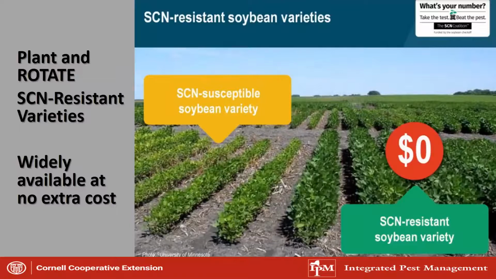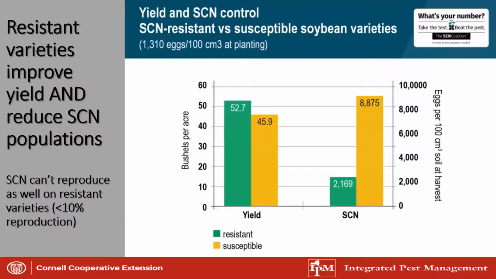That sounds perfect, right? And these resistant varieties, they have a double whammy effect as far as being positive for you. They both can increase yield and they're reducing the reproduction of the soybean cyst nematode in your field. Because the way the resistance works, the biochemical pathway, is that it stops or minimizes the nematode's ability to reproduce. And if it's considered a resistant variety, it should be holding reproduction at less than 10% of what it could be.